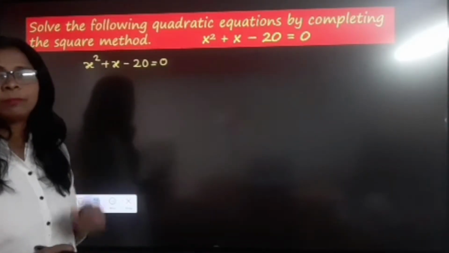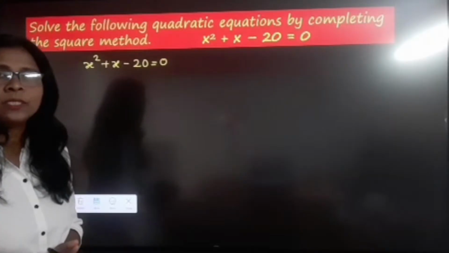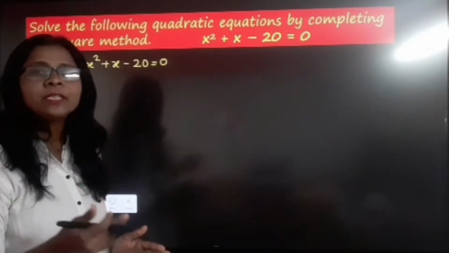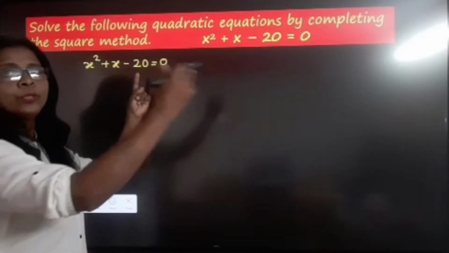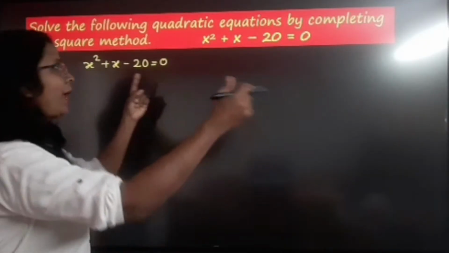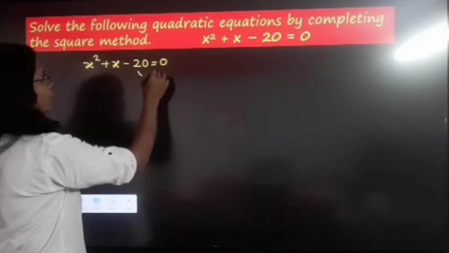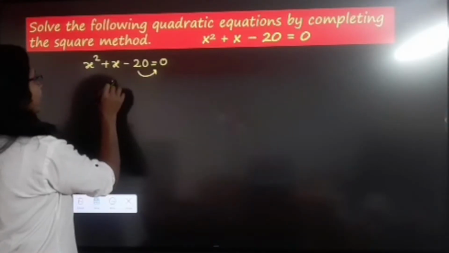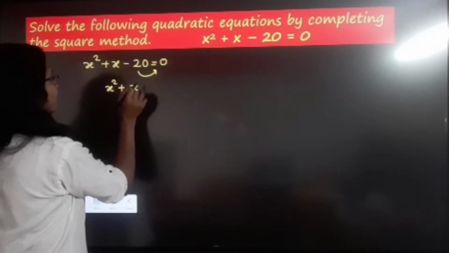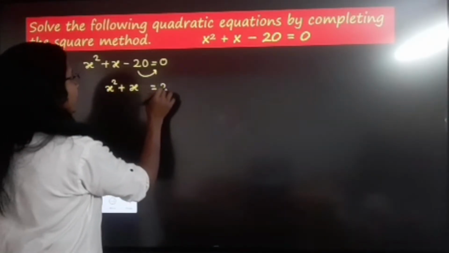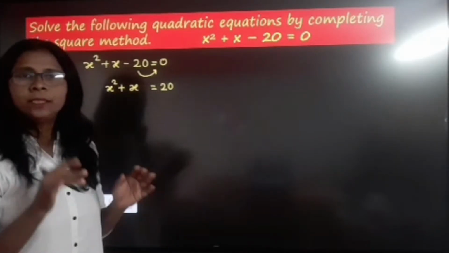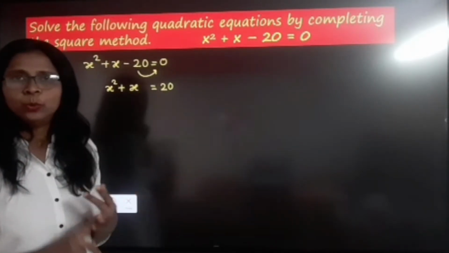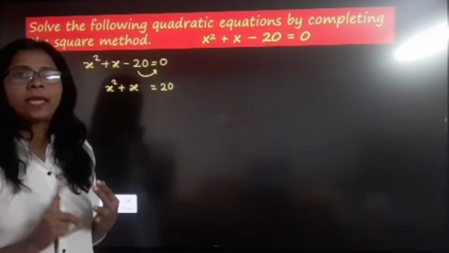Then the next step is that we transfer the constant to the right hand side. This way the equation becomes x square plus x is equal to 20. Very easy. This is step 2.